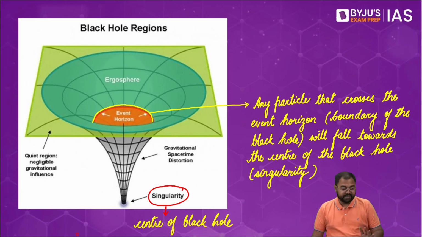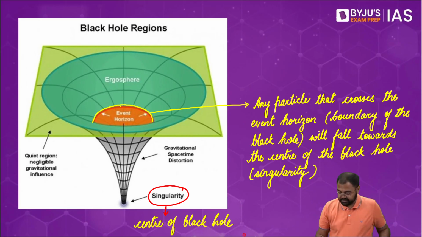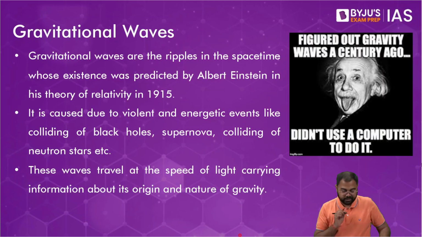So basically, this is what is happening. Until any particle has reached the event horizon, they still have a chance that they'll be able to escape the black hole. But once they cross the event horizon towards the center, they'll simply fall into the center of the black hole. So that is the significance of these two words, event horizon and singularity, in the case of a black hole. So basically this is what a black hole is.